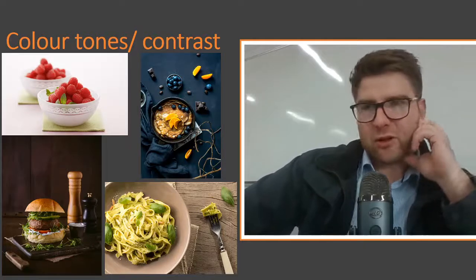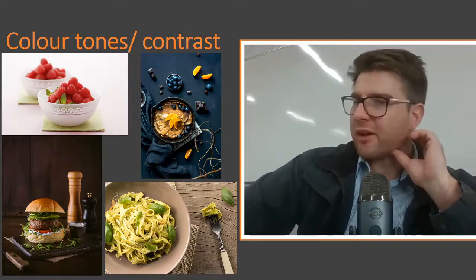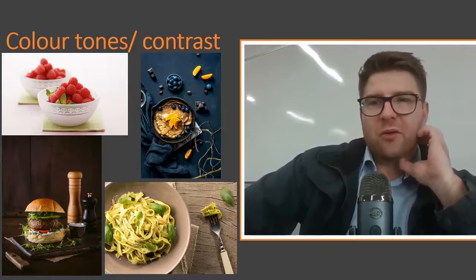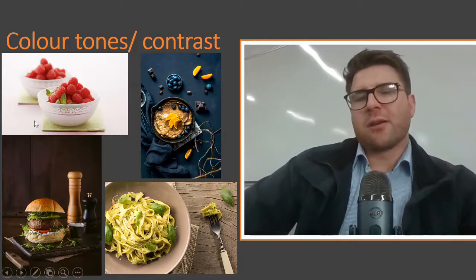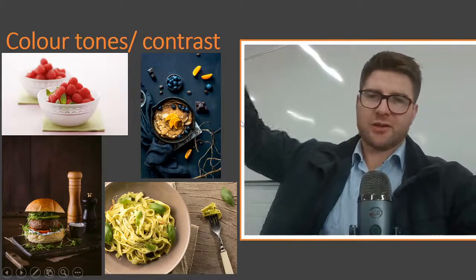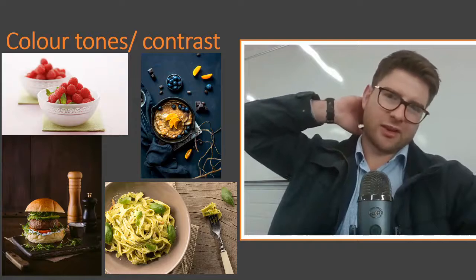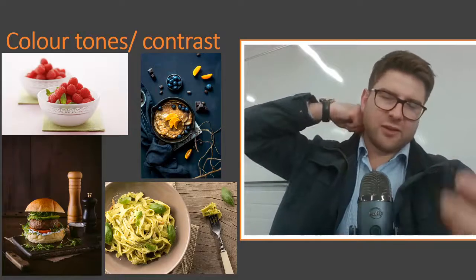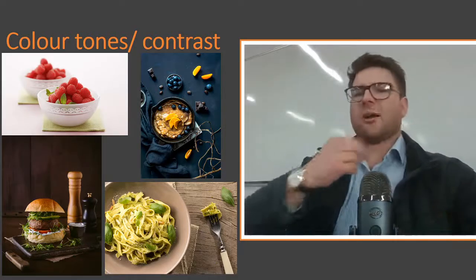The next thing we're going to talk about is color tones and contrast. Color is one of the most important things in food photography, mainly because color has a strong psychological effect on us, and also we associate different foods and flavors with different colors and that sort of thing.